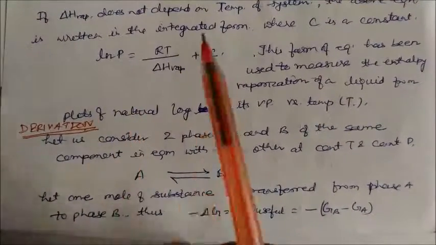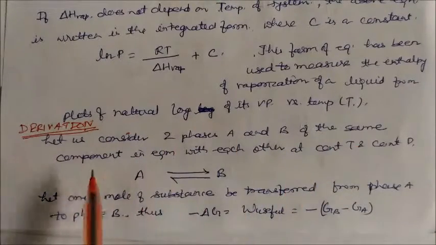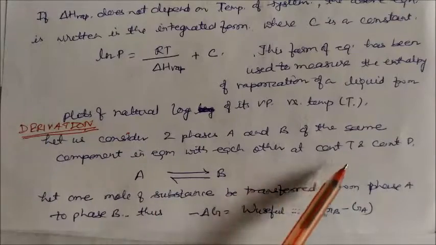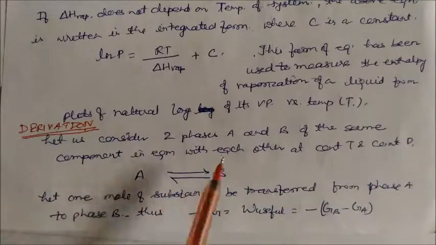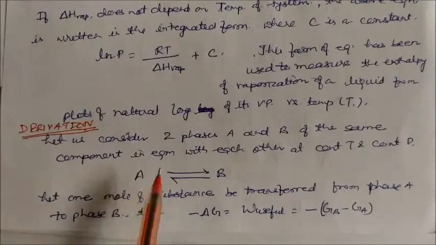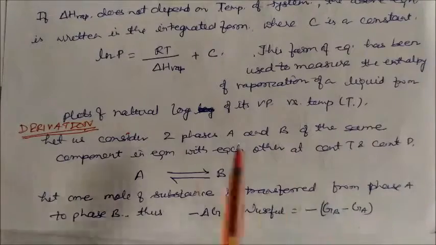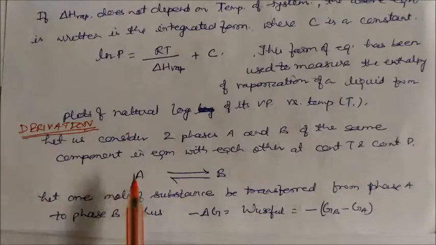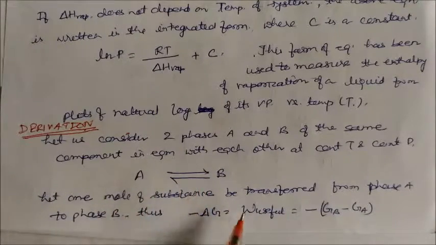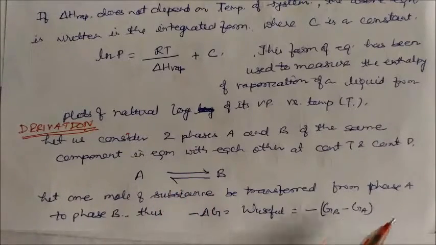So let us first derive this equation. Let us consider two phases A and B of the same component in equilibrium with each other at constant temperature and constant pressure. So A and B are two phases of the same component. One may be liquid, the other may be gas. Let's take 1 mole of substance transferred from phase A to phase B. So we are taking 1 mole. So delta G of this will be, for A to B, the change in G: GB minus GA.